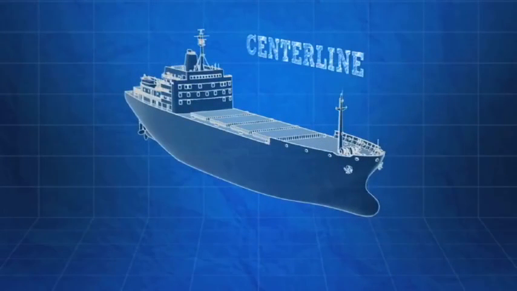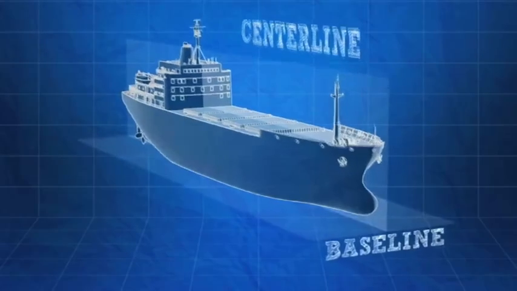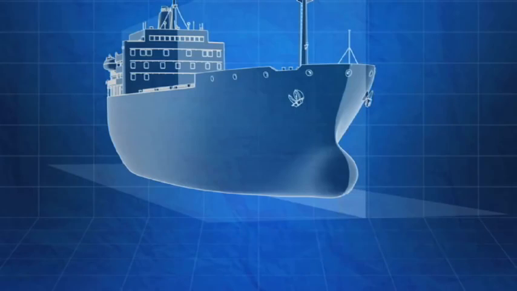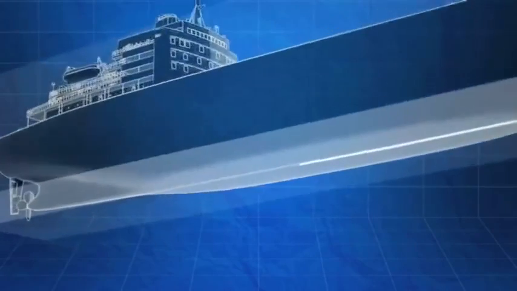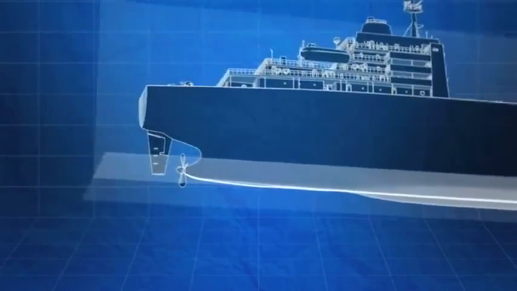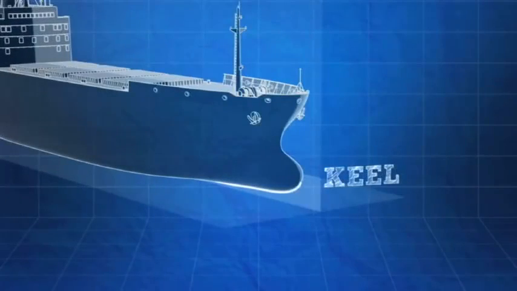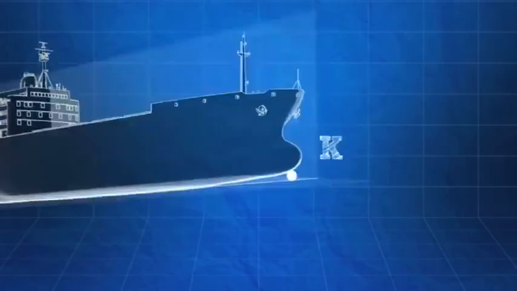The center line is a vertical plane that runs the length of the ship at the midpoint of its beam, and the baseline is a horizontal plane perpendicular to the center line, located at the lowest point of the hull. The keel is the principal structural member of a ship, running lengthwise along the center line from bow to stern, to which the ship's frames are attached. The lowest point of the keel, or K, is the point from which vertical distances are measured on a ship. K is located at the intersection of the center line and the baseline.